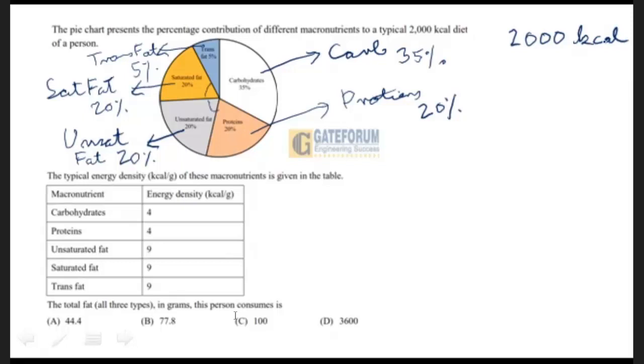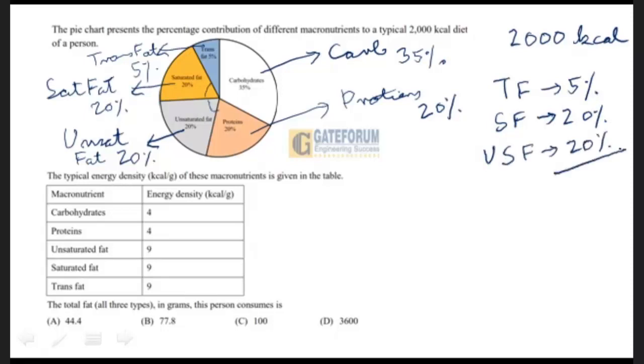So first of all, let us see the percentage of trans fat. Let us write it as TF. We already know it's 5%. Then saturated fat SF, we know it is 20%. And unsaturated fat USF is 20%. So the total would be 45%.